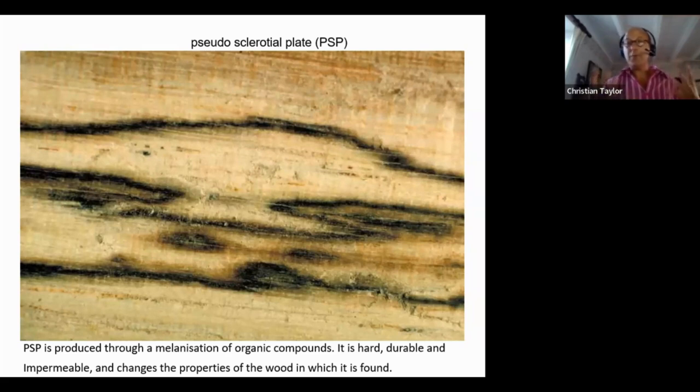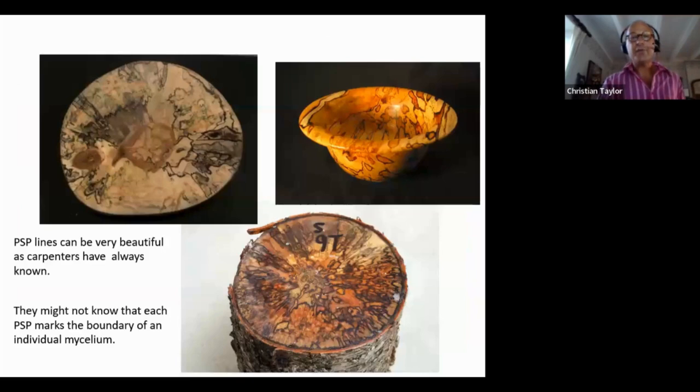And there must be a lot of this in forests that's very much overlooked. I haven't actually tried to estimate how much carbon there would be stored in a forest, but it would be a really interesting thing to try to estimate. So here are some nice examples of pseudosclerotial plate being adopted by carpenters to make lovely bowls and so on, and that's nice.